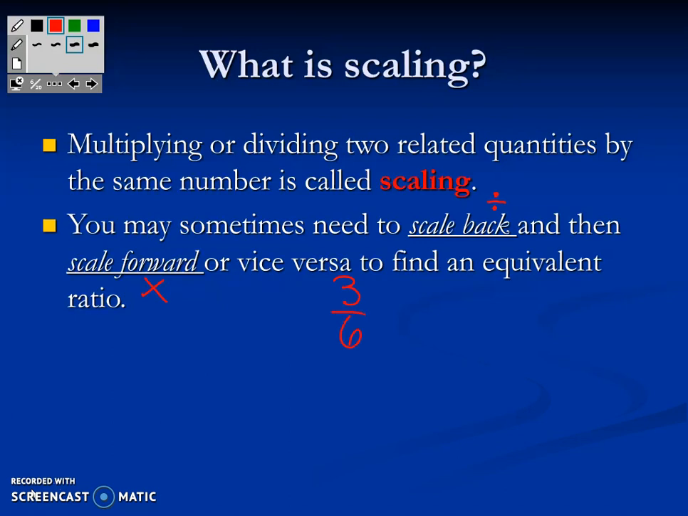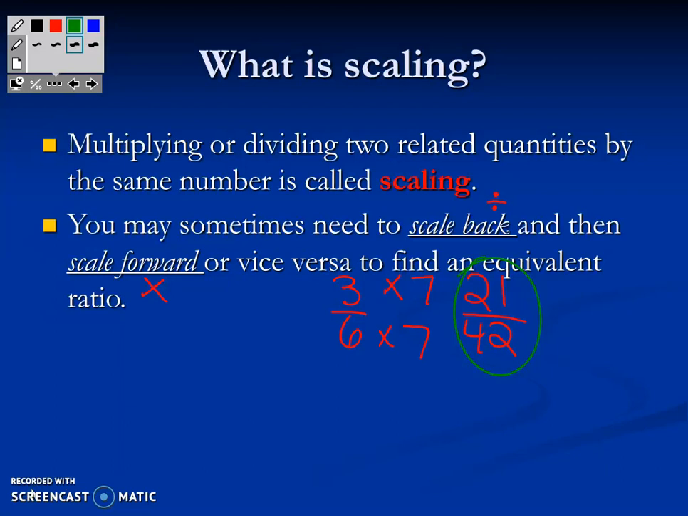For example, if I have the fraction 3/6, if I need to scale forward, then I'm going to multiply by some number. So 3 times, let's pick a number, let's say 7. Well, 3 times 7 gives me 21. Whatever I do on the top, I must also do on the bottom. So 6 times 7 gives me 42. So now I have just created an equivalent fraction or equivalent ratio by multiplying or scaling forward using 7.